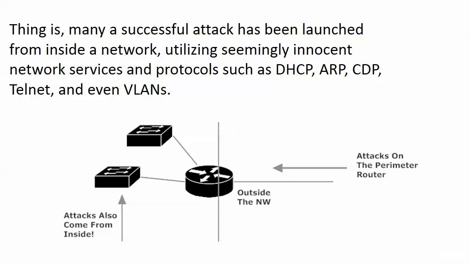But the thing is, plenty of successful attacks have been launched from inside a network. And we can have the most innocent little services and protocols used against us. That includes DHCP, that includes ARP, for gosh sakes. Even CDP, the Cisco Discovery Protocol, can actually be used against us in some ways. Telnet can be, and even just VLANs. Regular old VLANs can actually be used against us. And in this section, we'll see some examples of these attacks and also, of course, how to defend against them.